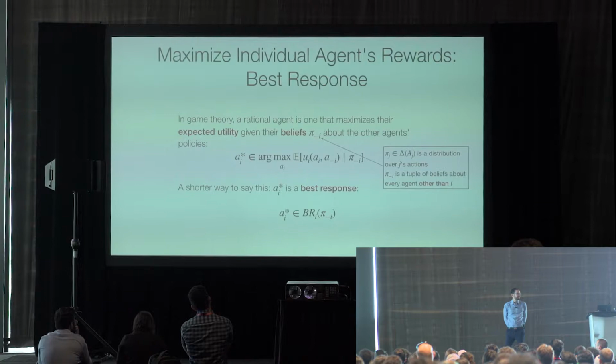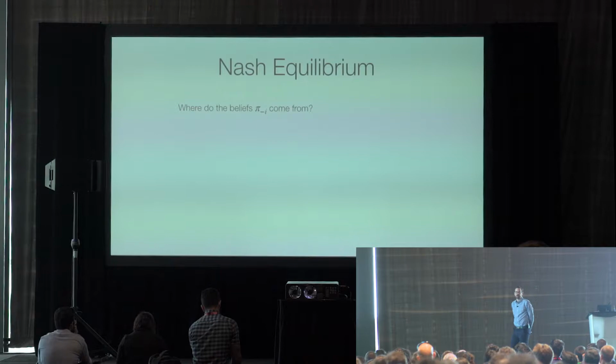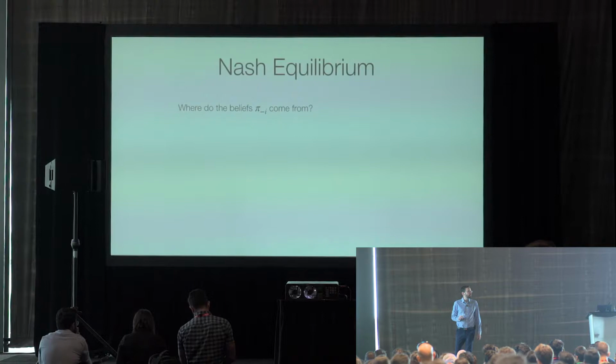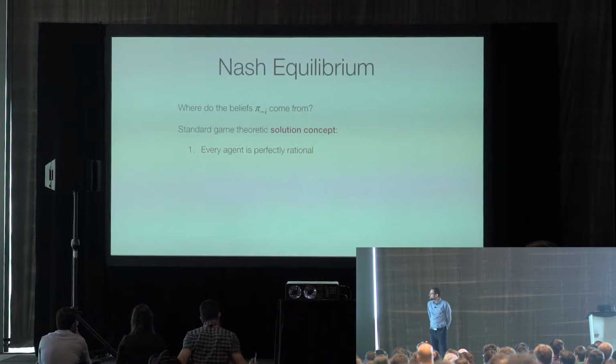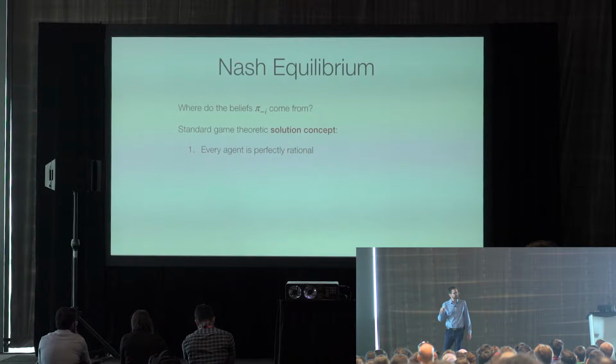So what do you do with best response? Where do these beliefs come from? What's going on? Okay, Nash equilibrium is the standard game theoretic prediction about what's going to happen in a multi-agent system. And here's how it works. Again, we say every agent is perfectly rational in this game theoretic sense of maximizing expected utility with respect to beliefs.